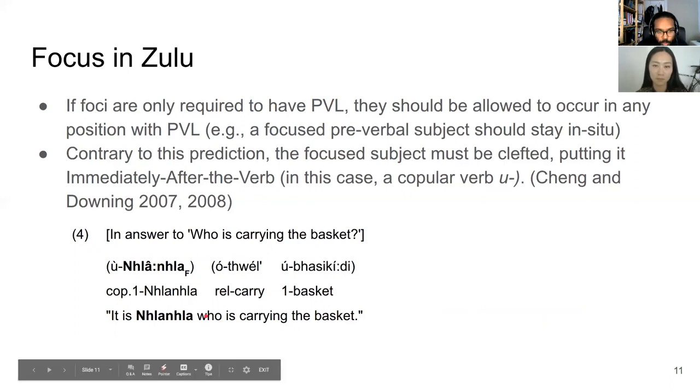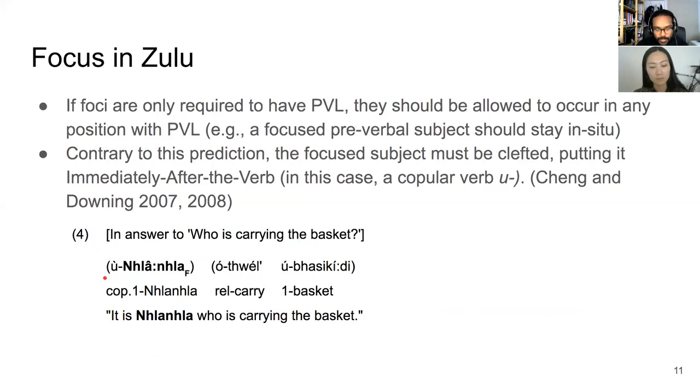So we can see in 4, this is an example of a subject focus sentence. And what we see is that the subject needs to appear in a cleft construction in which it's immediately after a copular verb, this U verb here. So we can see that subjects as well follow this IAV constraint.